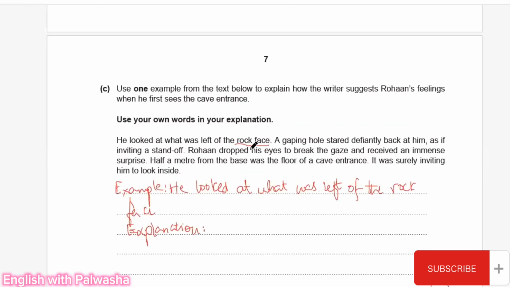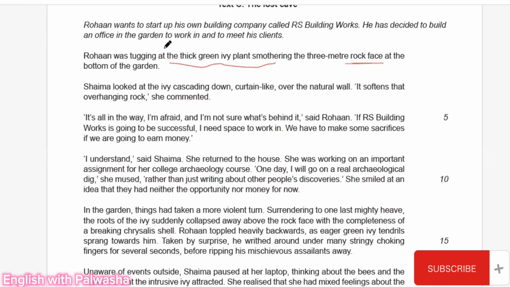Got it? And if you see that you are not getting the exact information in this example, you can pick up any other example. For example, Rohan dropped his eyes to break the gaze and received an immense surprise. So dropping his eyes doesn't mean exactly that he dropped his own eyes to break the gaze. It means that he has put extreme effort into it.